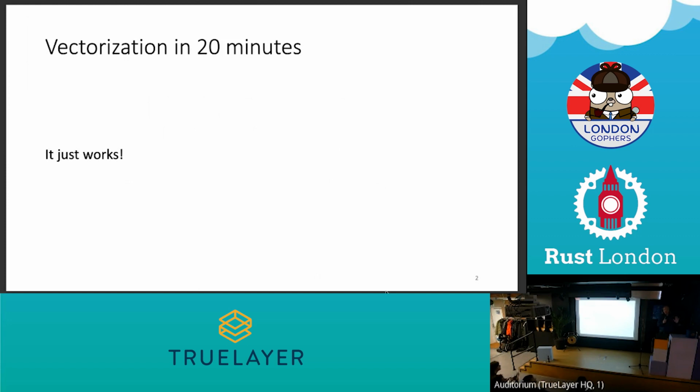So vectorization works just fine. That's it. End of story. We can go to the pub now.